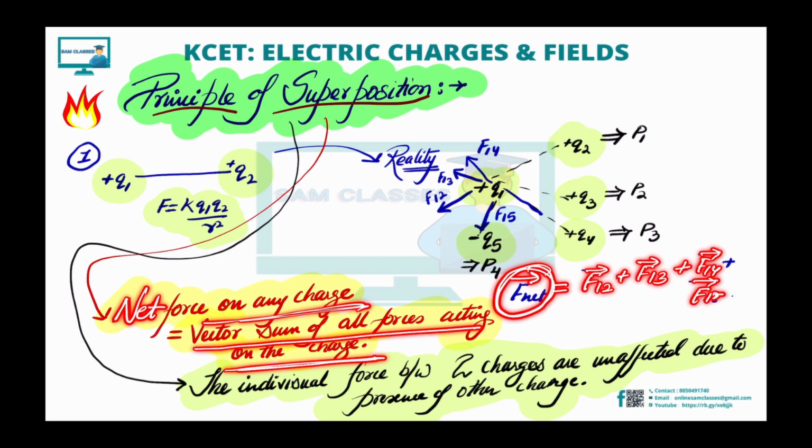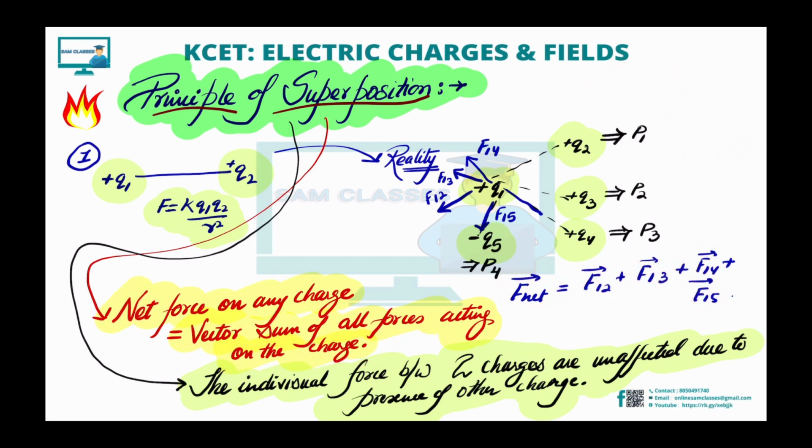Okay. So which one will be cancelled? One force is like this and the other force is like this. If both are of the same magnitude, what will happen? This is F1, this is F2. If I add it vectorially, what will happen? They'll give me 0. Okay, so you need to understand here.